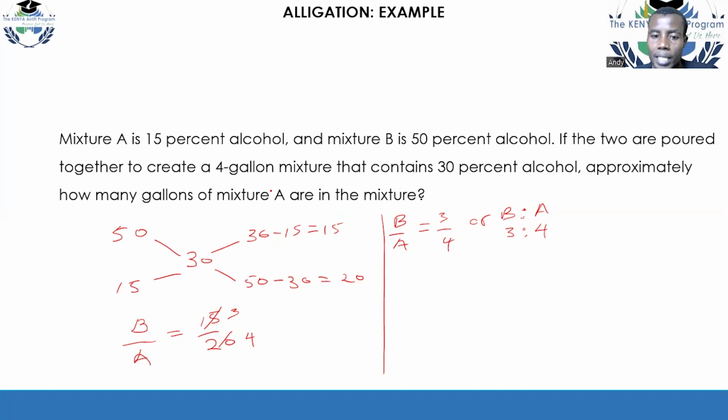We want the gallons of mixture A in this mixture. Remember, the total is 4. So for A, we'll have 4 over 7, that is 3 plus 4. Then multiply by the total, which is 4, giving us 16 over 7, which is about 2.28 gallons. Yes, basically just that and you are done. Another one.